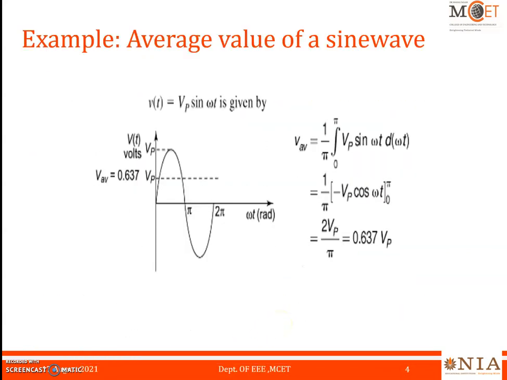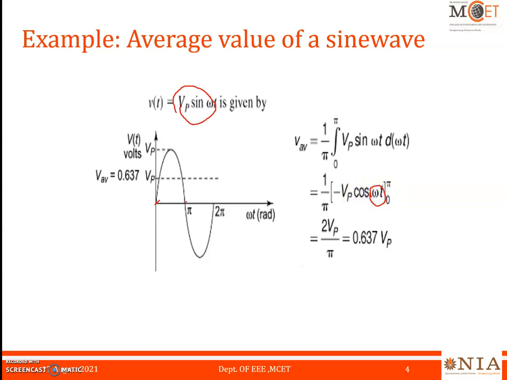Here we have to find the average value of a sine waveform. What is the sine waveform equation? Vp sine omega t. Only the half cycle, 0 to pi, you have to calculate: the integral from 0 to pi of Vp sine omega t d omega t. This is minus Vp cos omega t from 0 to pi. Now just substitute the values. Omega t is pi.